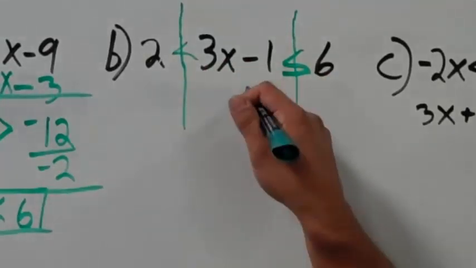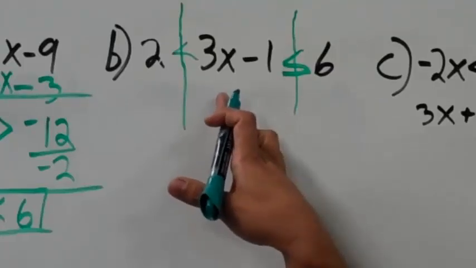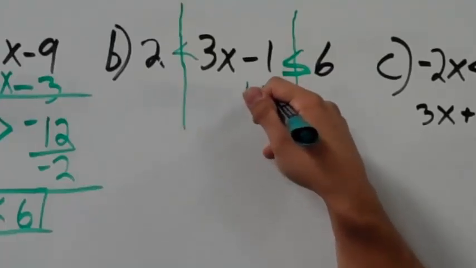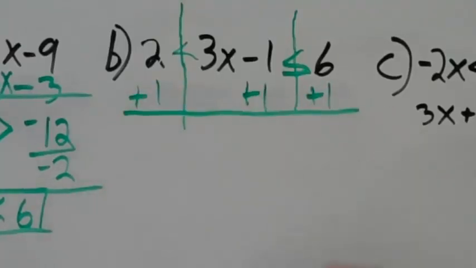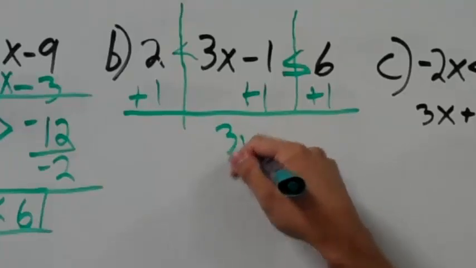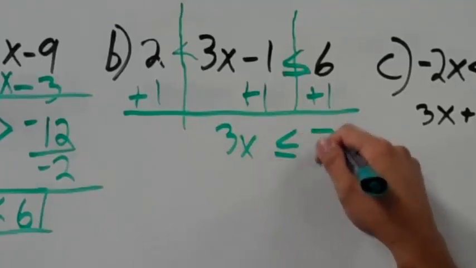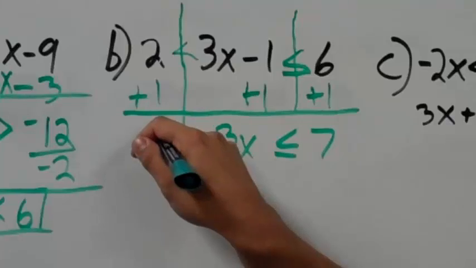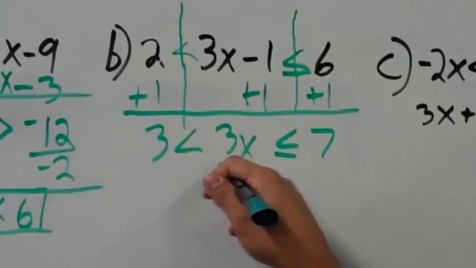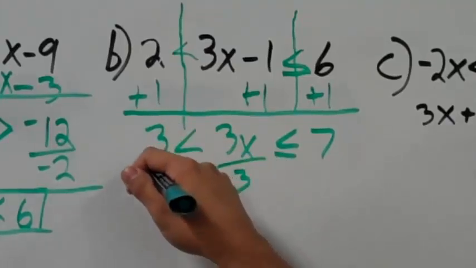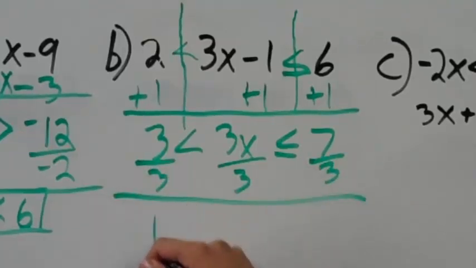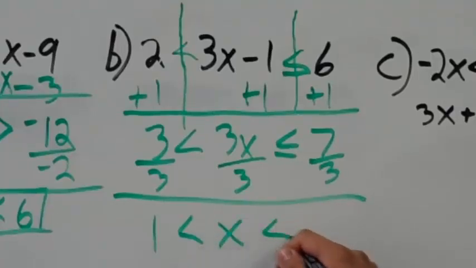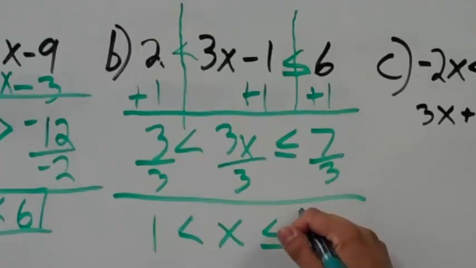So I want to have x stay in the middle. So I'm going to try and get x by itself. So to begin, I'm going to add 1 to all sides. And in the middle, I'm left with 3x. I didn't multiply or divide by a negative, so my signs stay the same. Now I need to divide by 3. And again, since I did it to one, I have to do it to the others. I get 1 is less than x, which is less than or equal to 7/3.